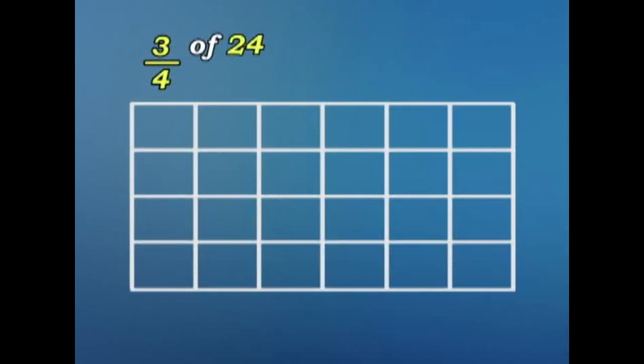Now if we take 3/4, what is 3 times 6? That's 18. So let's colour 18 of them. So this is what 1/4 looks like, and this is what 2/4 look like. Let's take the same 24 parts again, 24 equal parts.